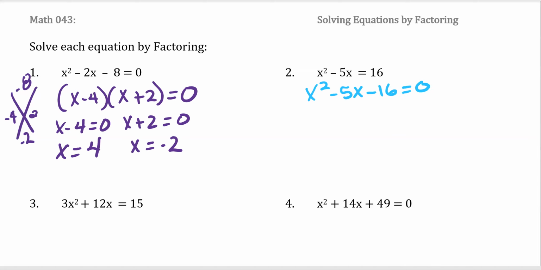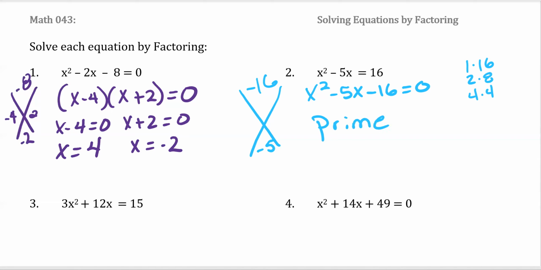Number 2, set it equal to 0. We need the factors of -16 that add to -5. Well, the factors of 16: 1 and 16, 2 and 8, 4 and 4. I need a product of -16 and a sum of -5. Not going to happen, so we're going to call that one prime.